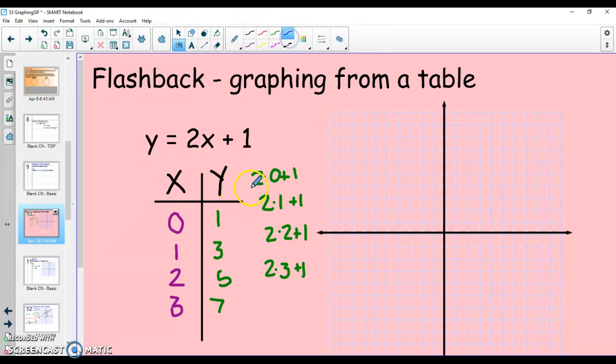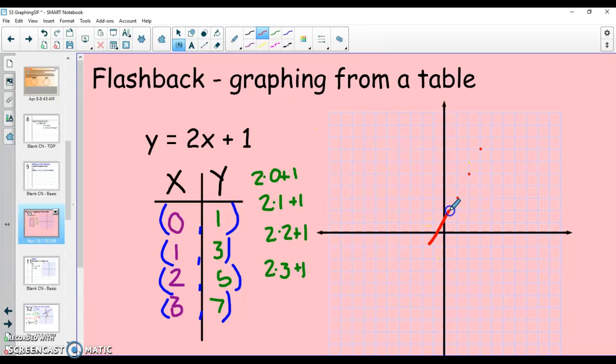Now the part that students often get tripped up on is how do I graph this? These are just coordinates. So to graph the point (0, 1), I go right 0 and then up 1, and there's my point. For (1, 3), I go right 1 and then up 1, 2, 3. For (2, 5), I go over 2 and up 1, 2, 3, 4, 5. For (3, 7), I go over 3 and then up 7.